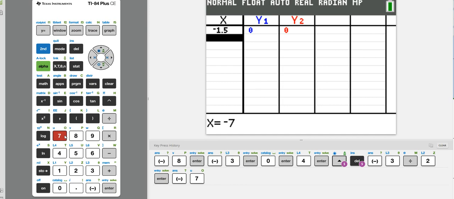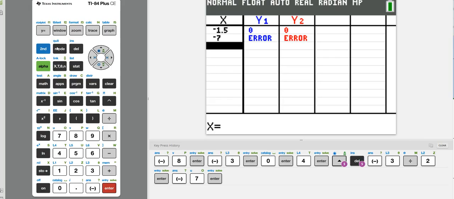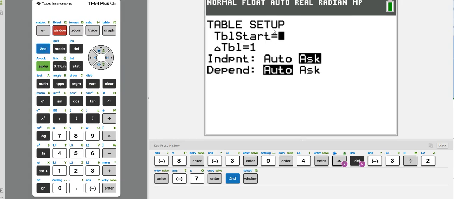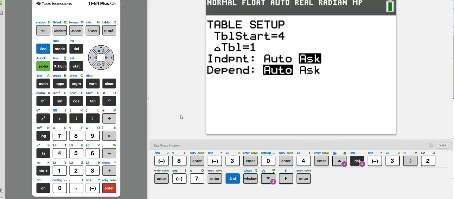How do you get to this part where you can edit it? You have to make sure that your table settings for the window are set up. So if you hit second and then window, that gives you your table setup menu. You should have independent set to ask, so go down, cursor to the right, and press enter. And then dependent should be set to auto.